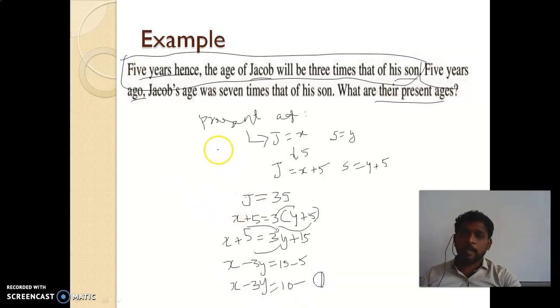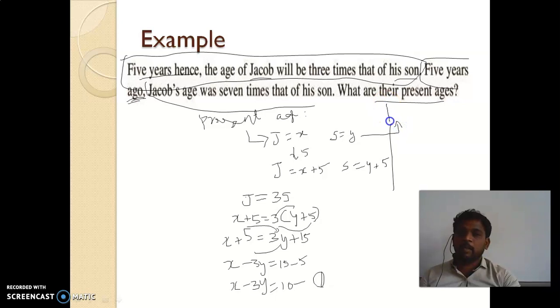Next we are going to find equation number 2 according to the second information. So secondly, what is the second information? 5 years ago. So 5 years ago, what about their ages? This is the present age, so 5 years ago means we have to subtract 5 from their present ages. So first I chose the present age.